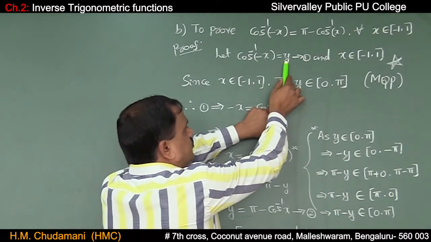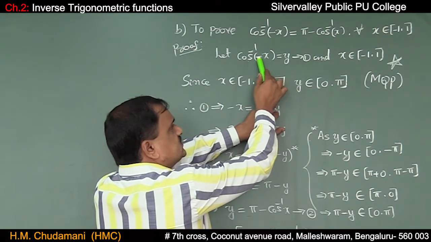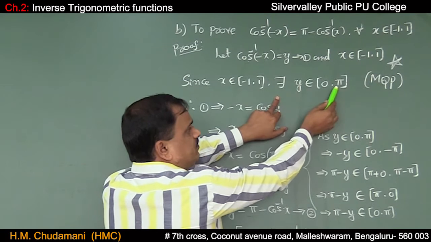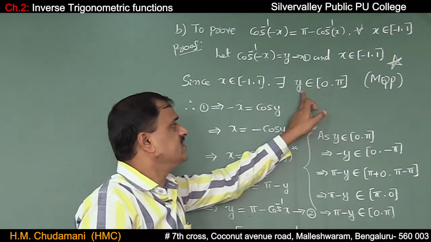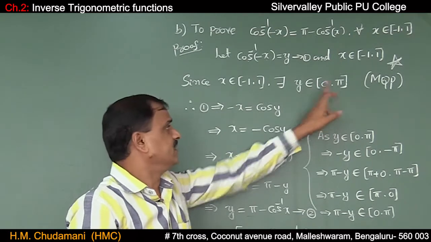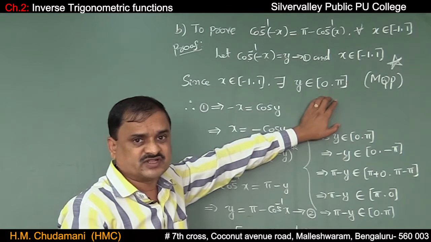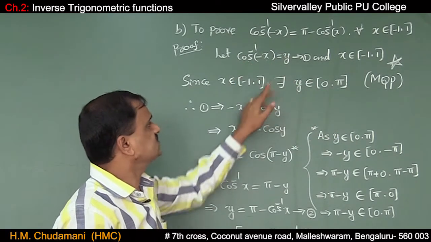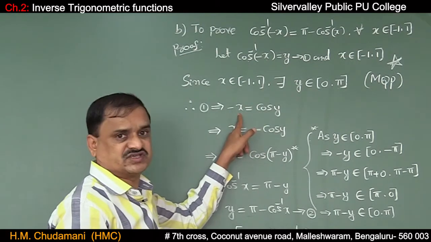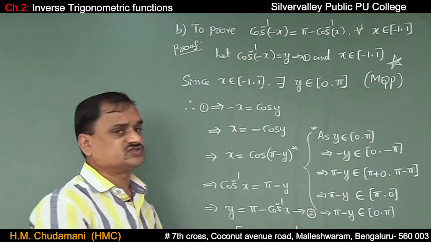Then when x is equal to plus 1, y equals cos inverse of minus 1, so 180 degree. Cos 180 degree is minus 1, you know. So y belongs to 0 comma pi. Therefore, it is within the principal branch only, and the inverse of this function exists. So cos y is equal to minus x. Equation 1 becomes minus x is equal to cos y.